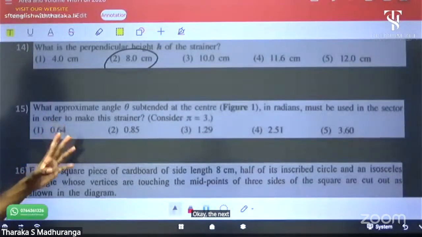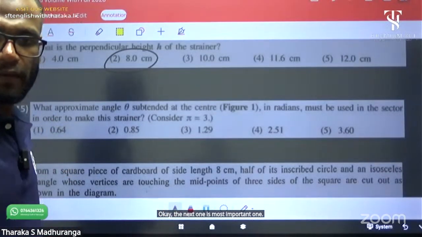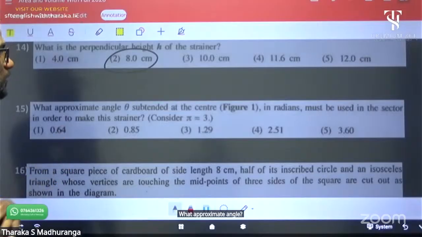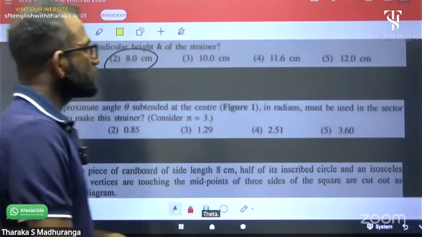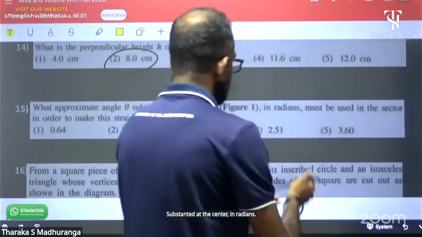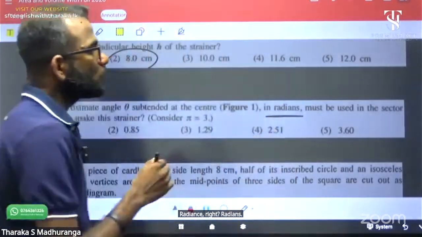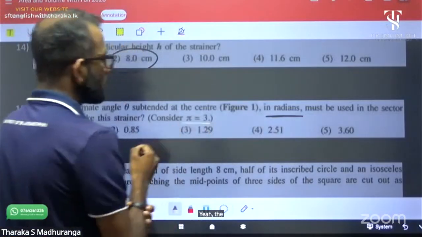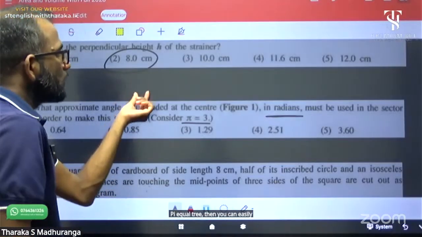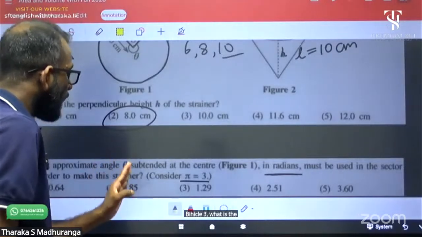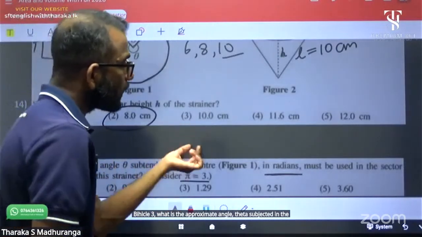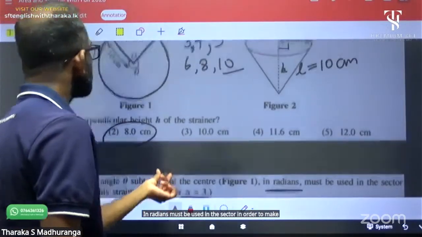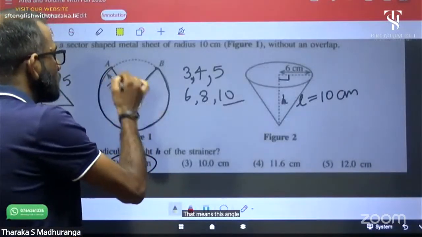The next one is the most important one. What is the approximate angle theta subtended at the center in radians? Radians must be used for the sector in order to make the strainer. Pi equals 3, then you can easily get this answer. That means this angle theta is being asked.